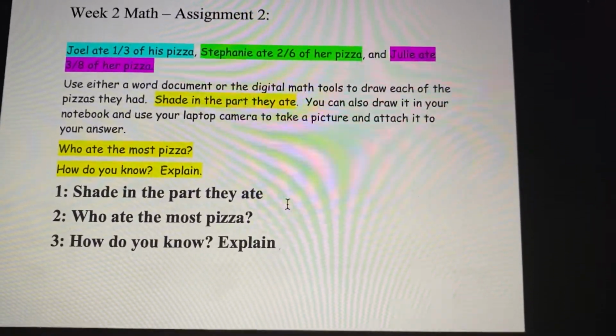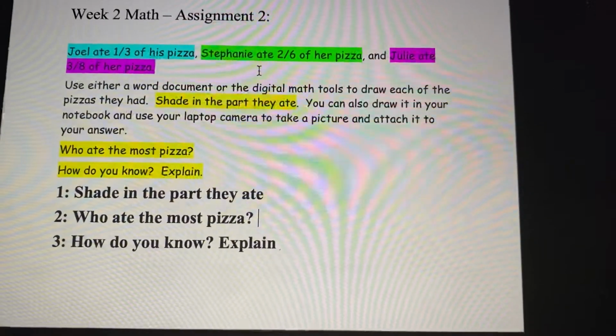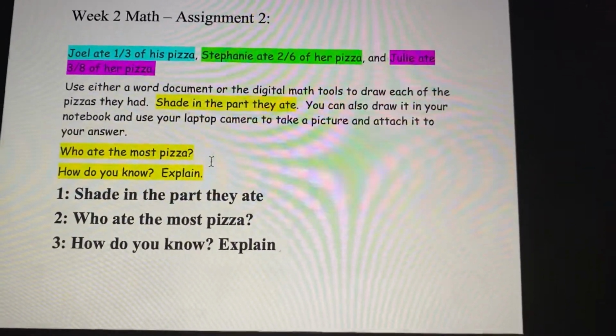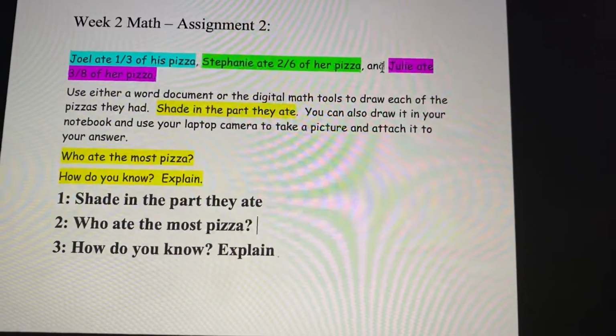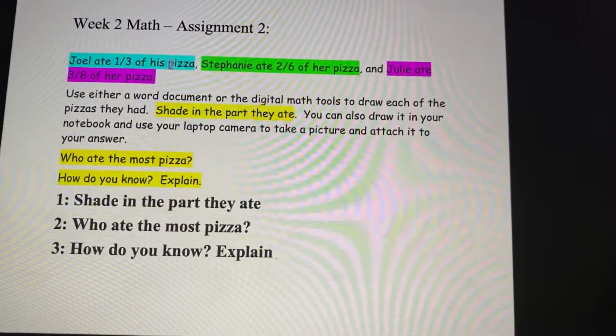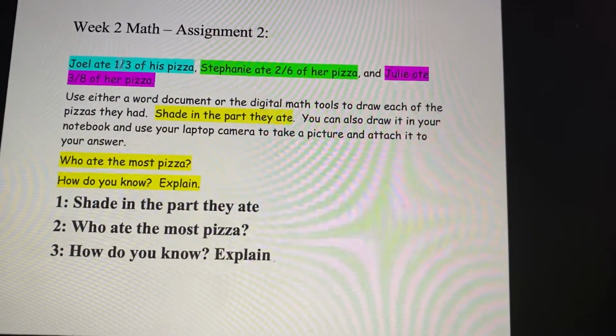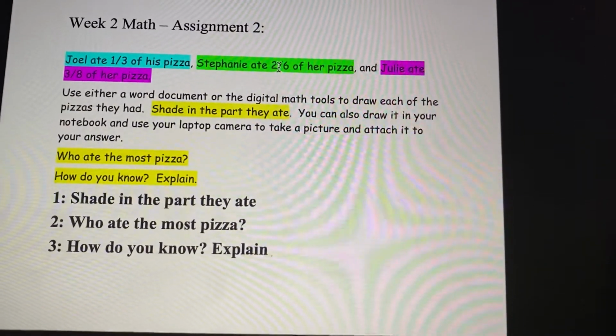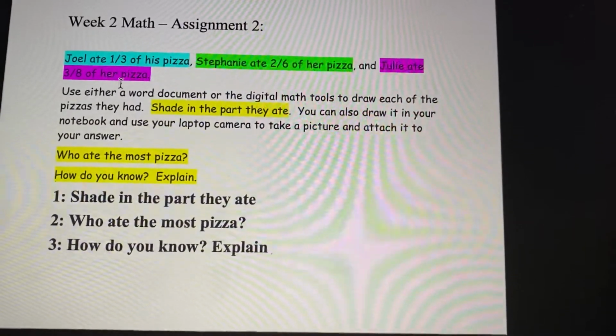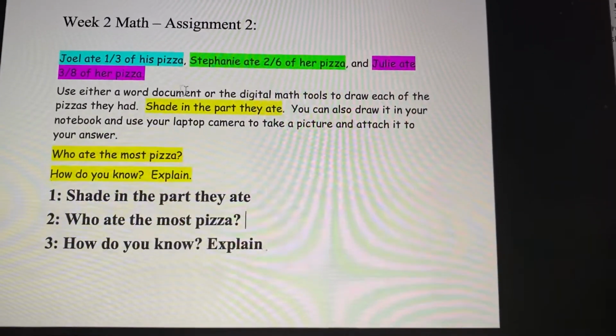So now, the first is shade in the part they ate. So you have to draw me 3 pizzas. Again, I repeat, 3 pizzas, and you have to shade in the amount they ate. So if Joel ate 1/3 of his pizza, how many are we shading in? If Stephanie ate 2/6 of her pizza, how many are we shading in? And if Julie ate 3/8 of her pizza, how many are we shading in?